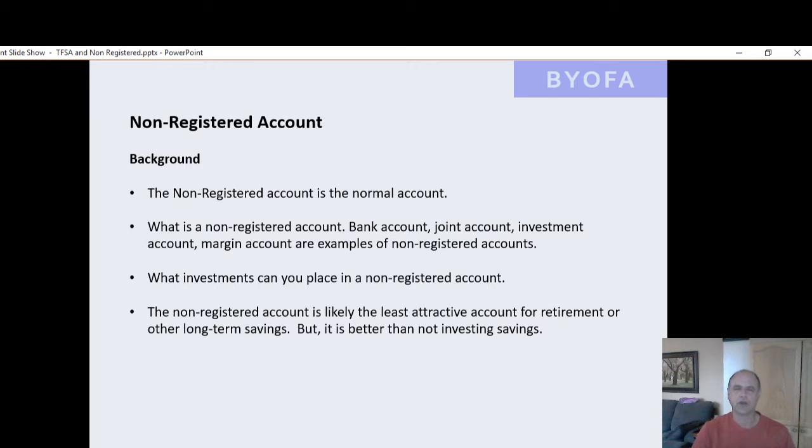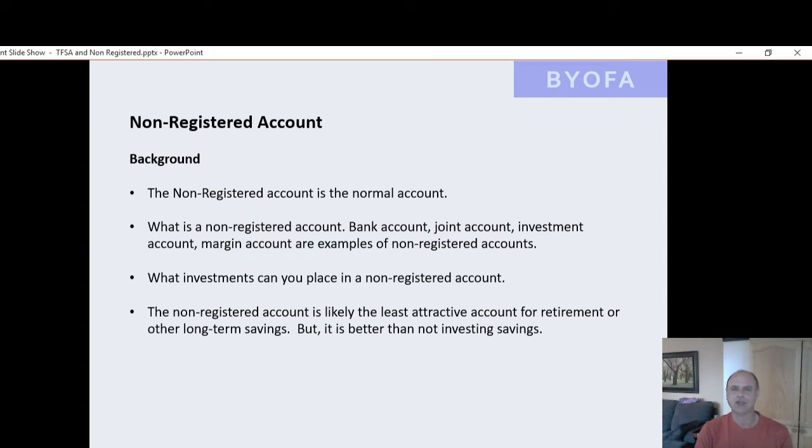Okay, now we look at the non-registered account. Three main accounts in Canada: the RSP and all its derivative accounts, the tax-free savings, and the non-registered account. The non-registered account is the normal account. The RSP account is designed to incent specific behavior. It's designed to incent Canadians to save for retirement. The tax-free savings account was designed to give a break on some income.